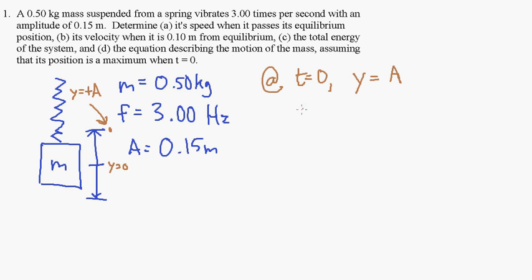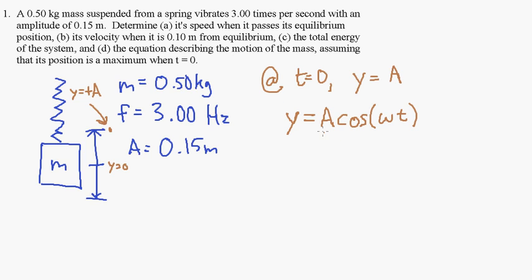Okay, and what this means then is that we want to pick a trig function that gets us a value of 1. So y is going to be A times some trig function of omega times t. And when t equals 0, this whole thing in here is 0. So what trig function, we can choose sine or cosine, gives us 1 when t equals 0? And the answer is cosine. So what works here is y equals A cosine omega t.